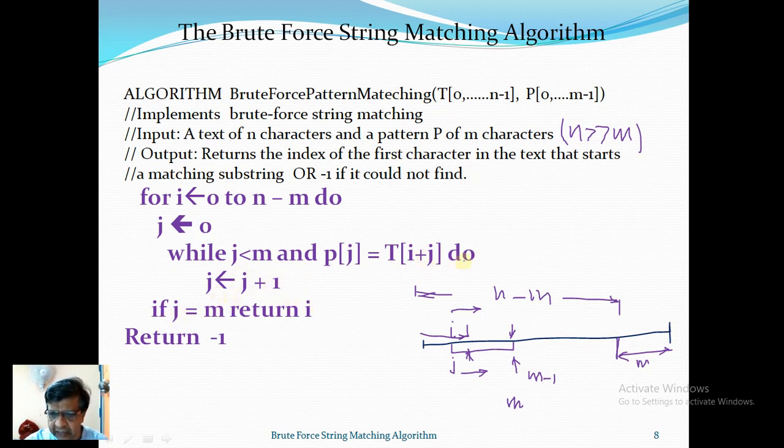So if the pattern is found at any location over the text, this will happen: if j equals m, return i. You will be returning i only because i is still over there. i is incremented only while comparing. You should remember that also. If j equals m, return i. Otherwise, return minus 1.